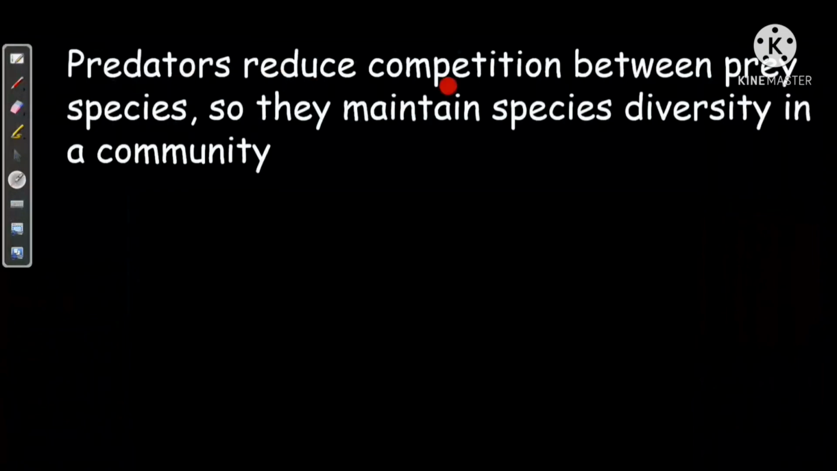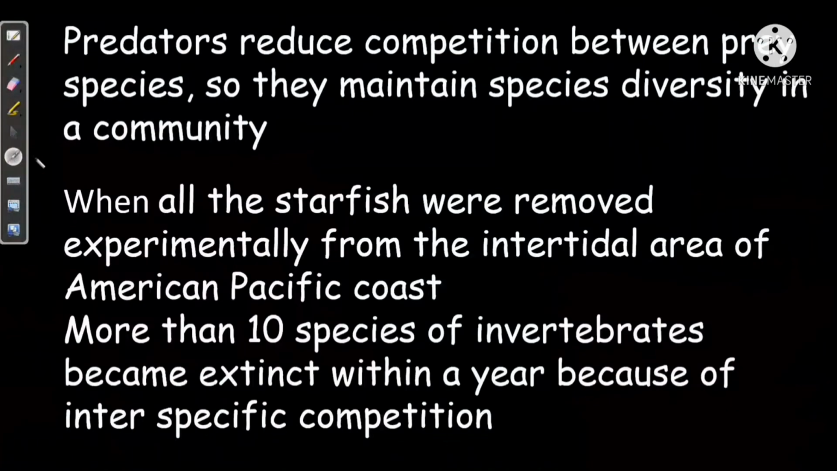The predators also reduce competition between the prey species. So they maintain the species diversity in a community. For example, when all the starfish were removed experimentally from the intertidal zone of the American Pacific coast, more than 10 species of invertebrates became extinct within a year because of interspecific competition amongst them. So predators will be able to reduce the competition between prey species.